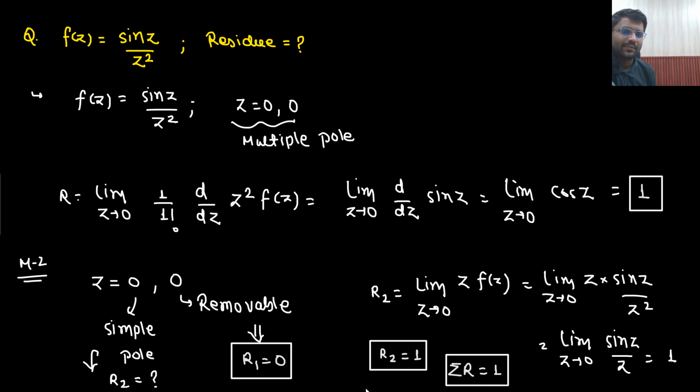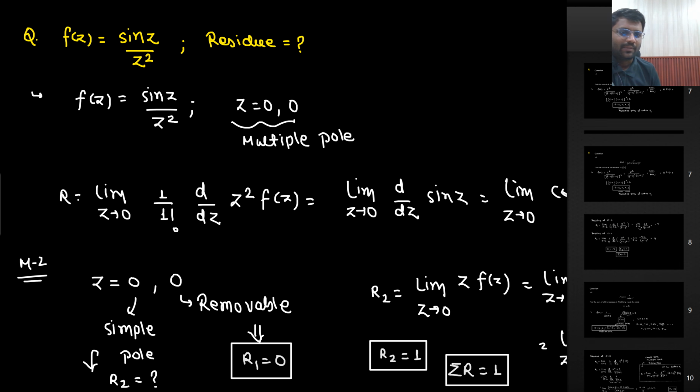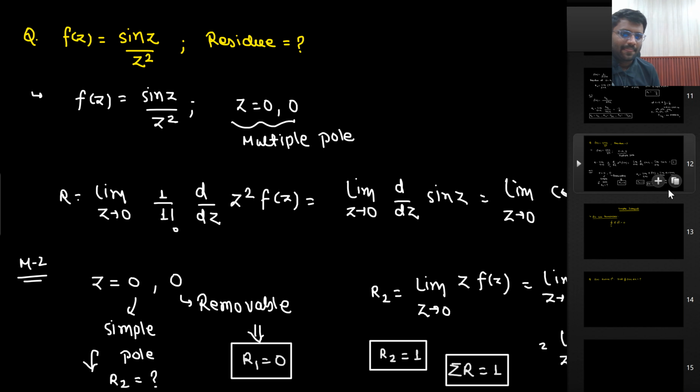Are you able to understand this point? Say yes or no. Understandable? Let me take one more example. Let's take the question of f of z equals to... Let me pause the video and think of the example.